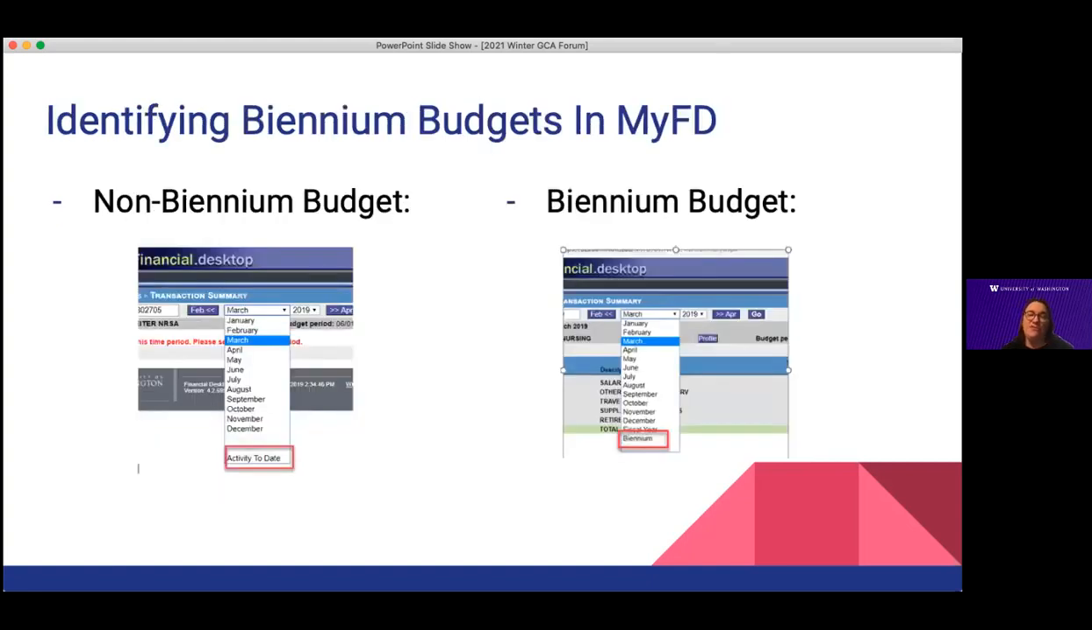So how do you know if the budget you're trying to cost share from is a biennium budget? If you go into Grant Tracker and you look at the time period section, if the drop down has activity to date available, but biennium and fiscal year grayed out, that is a non-biennium budget, and it doesn't have that biennium closeout limitation. But if it allows you to choose biennium, that is a biennium budget. Next slide.